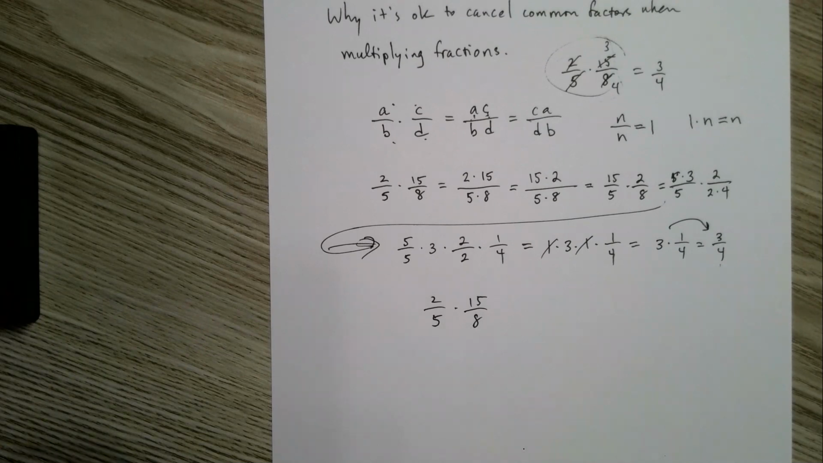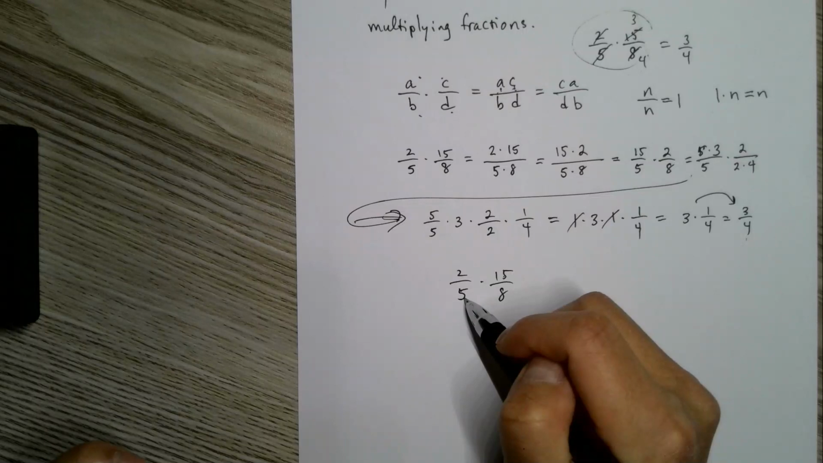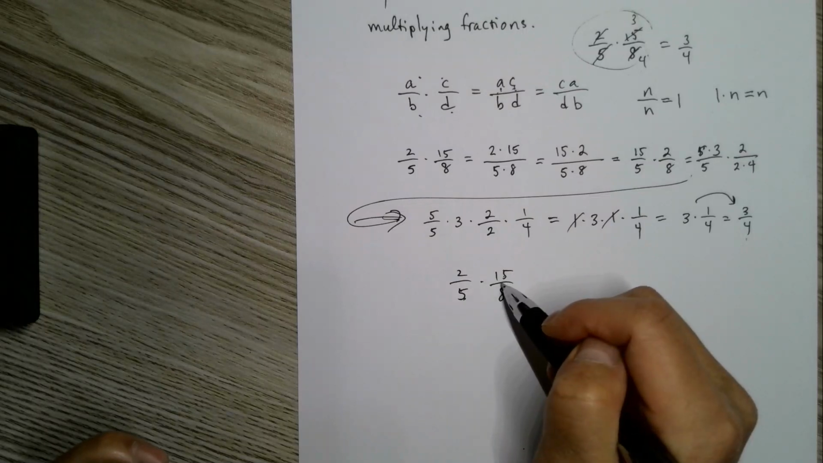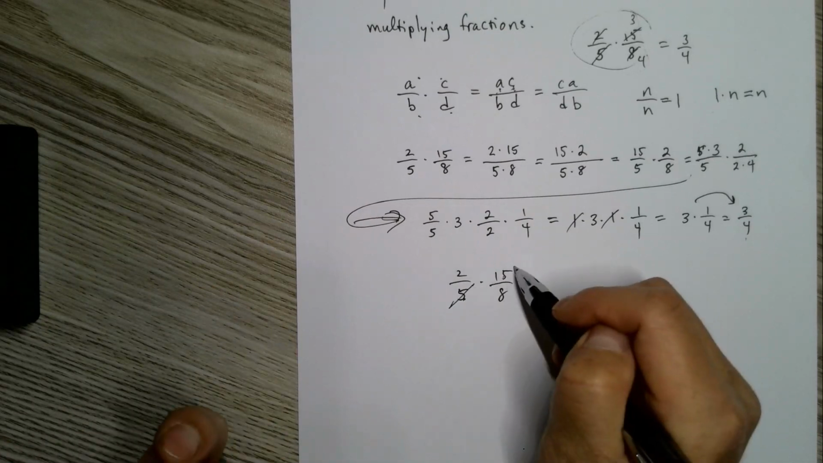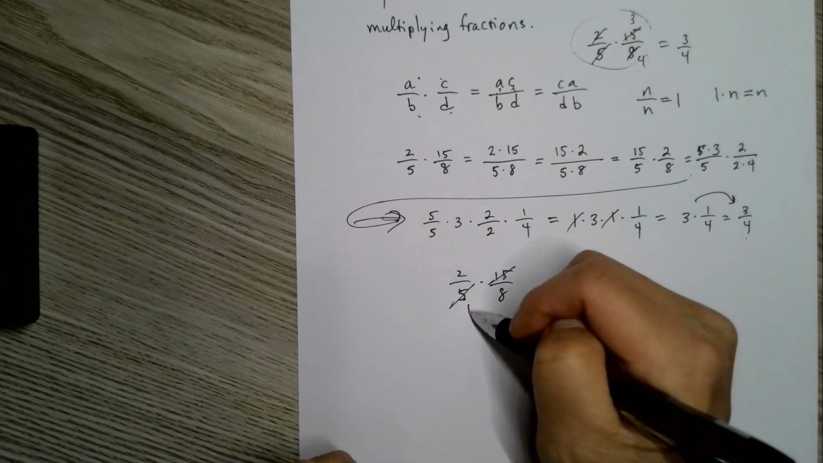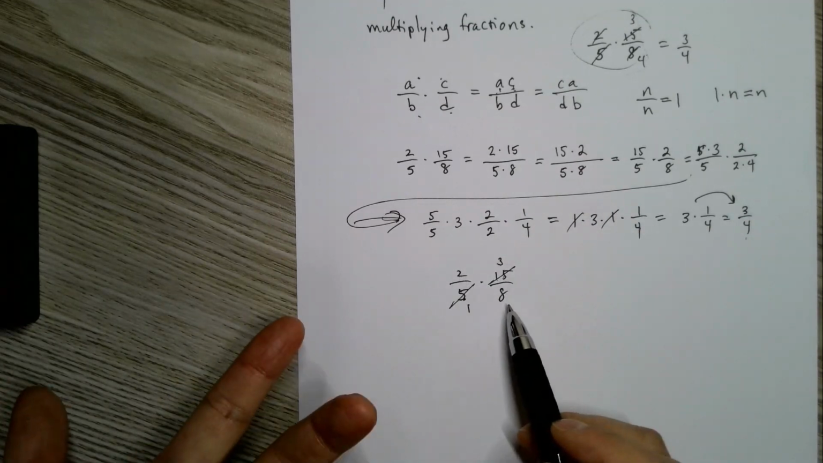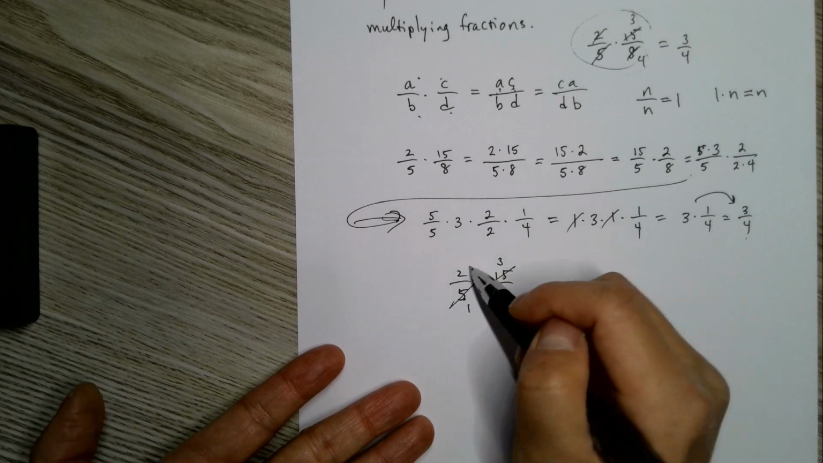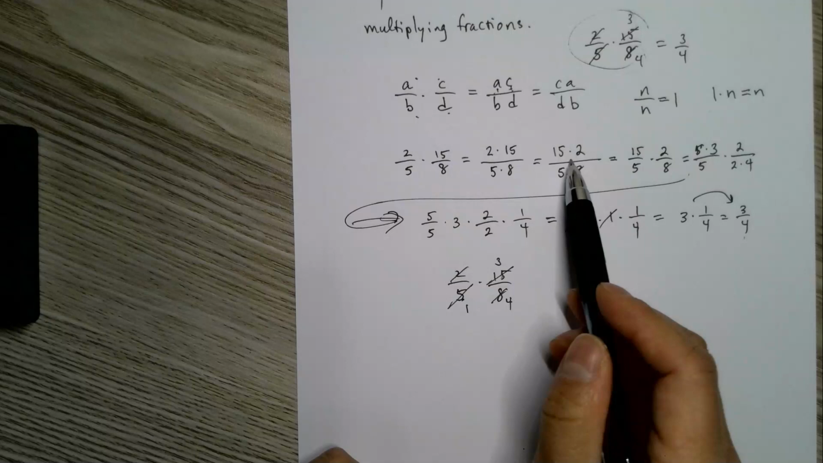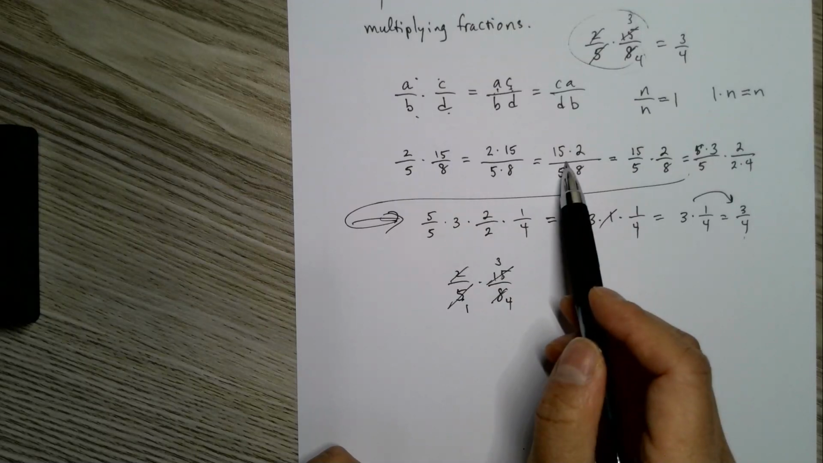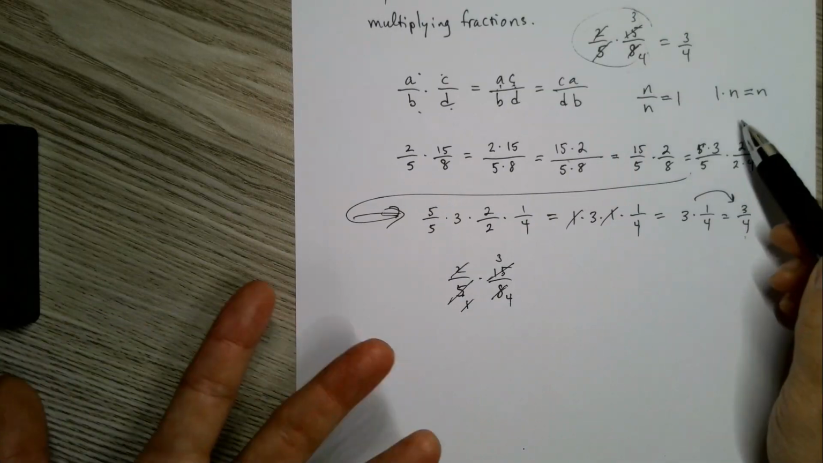It tells me that it doesn't matter if the 15 is above the 5 or above the 5 in a different fraction. I can still cancel the common factors. It doesn't matter if the 2 isn't above the 8. I can still cancel the common factors. Why? Because the commutative property over here told me so. I can forget about the 1 here. Why? Because anything times 1 is itself.